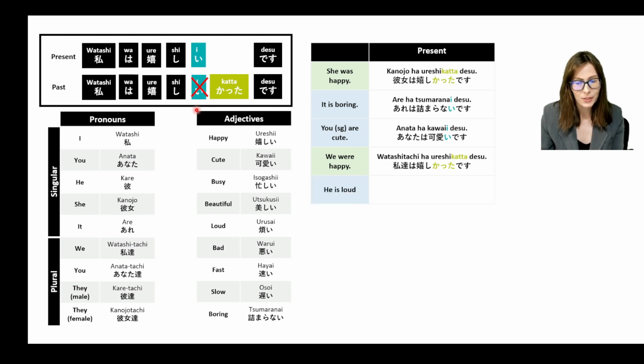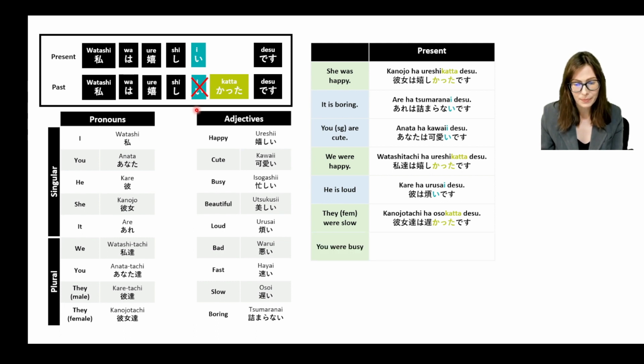He is loud. How would that sound like? 彼はうるさいです。Right? What about this one? They were slow in feminine. It would be 彼女たちは遅かったです。Right? Let's see the next one. You were busy. It would be あなたは忙しかったです。Right? Excellent. Let's see the next one.